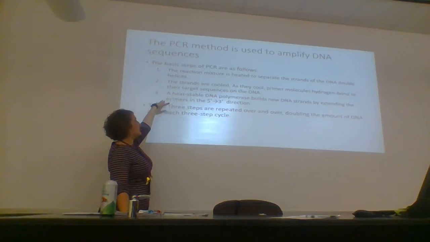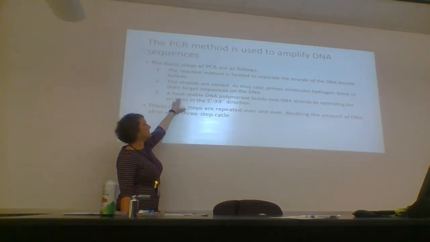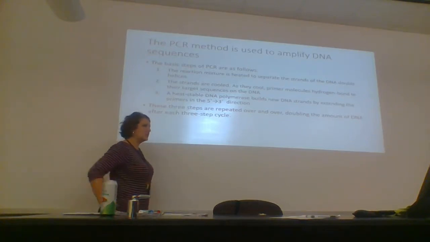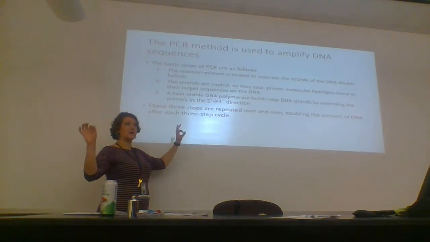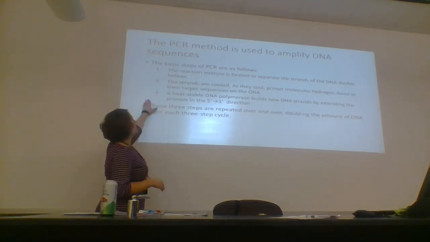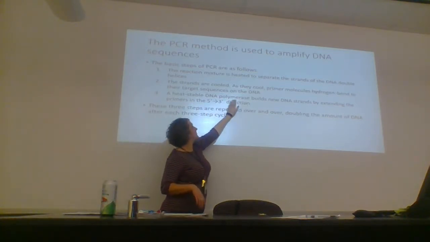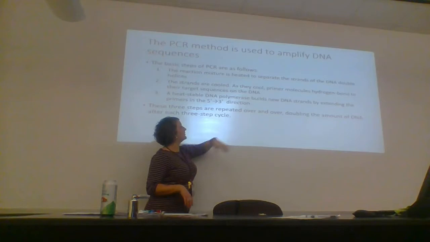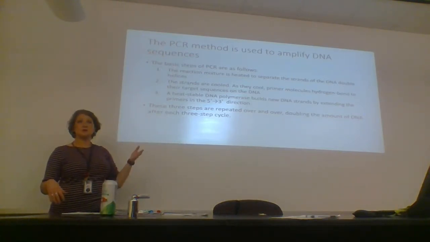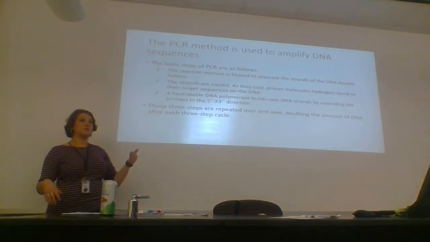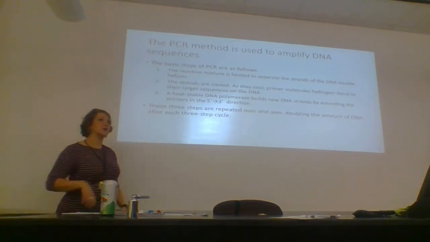Then we cool those strands. Primer molecules hydrogen bond to the target sequences of the DNA. So we heat it up, break it apart, and then we cool it and have a primer set in on both sides. Now that it's stable, a DNA polymerase, the enzyme that builds a polymer of DNA, will build a new strand by extending primers in the 5' to 3' direction, just like we did before. So we have another DNA polymerase come in and start building new DNA strands on that target sequence.